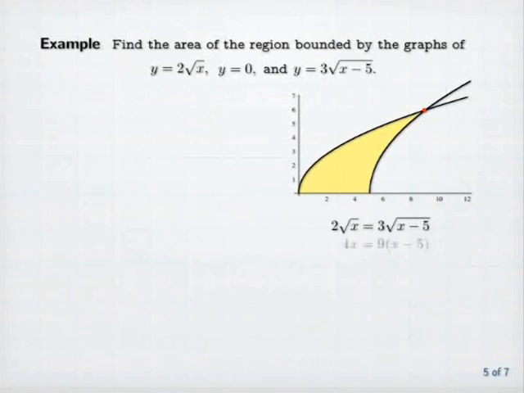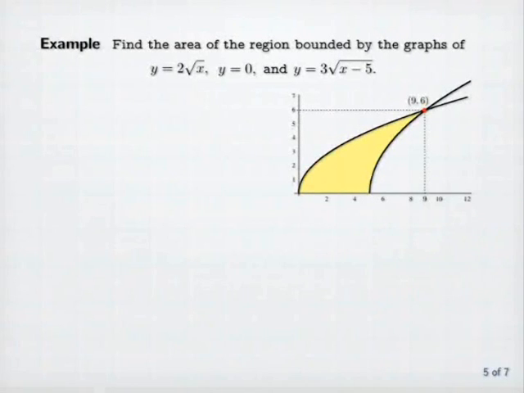Next, we square both sides of that equation, and then by subtracting 4x from both sides and adding 45 to both sides, we arrive at 45 equals 5x. And so x equals 9 at our point of intersection. For the y-coordinate there, we could go back to either of the two functions. The simpler of the two is 2 times the square root of x, so we have 2 times the square root of 9, or 6, for the y-coordinate.